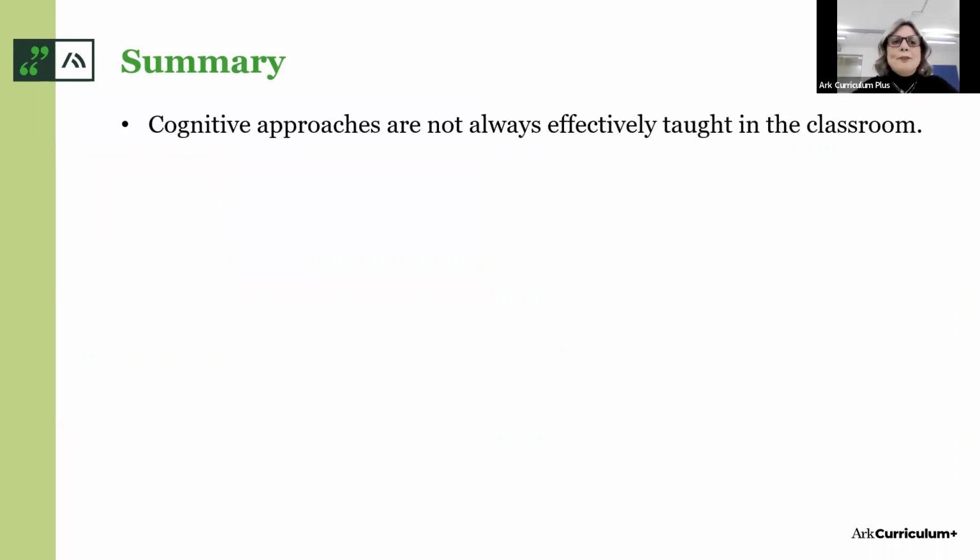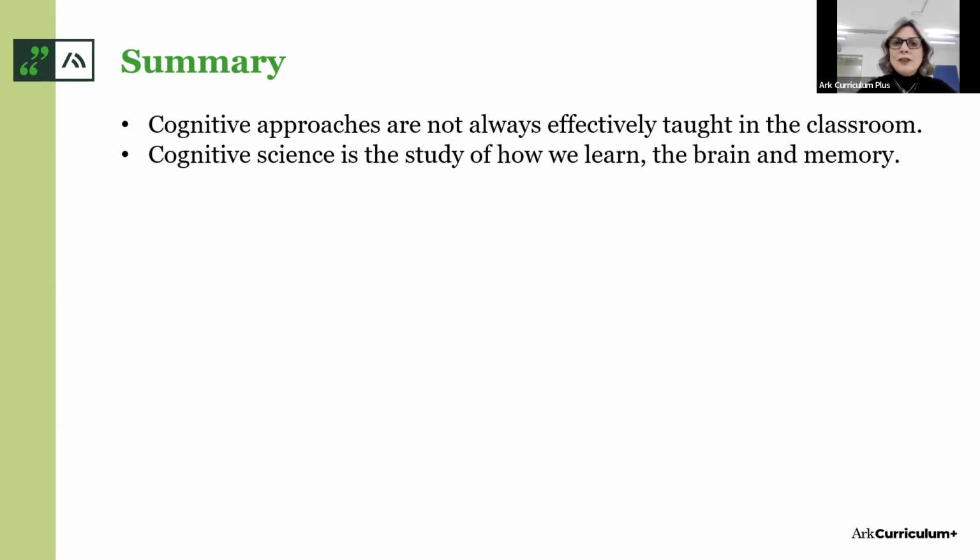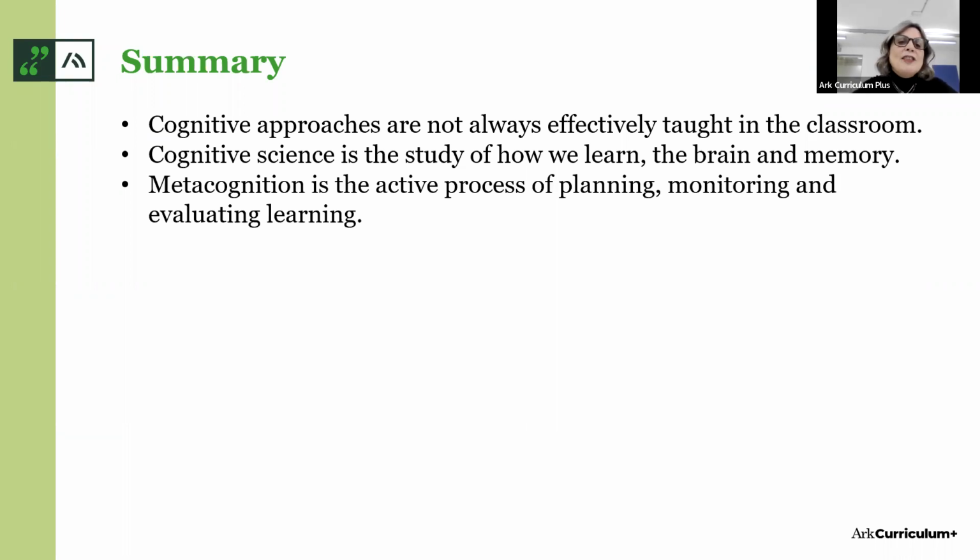So in short, cognitive approaches aren't always taught effectively in the classroom. Cognitive science is a study of how we learn. It's about the brain and the memory. Metacognition is an active process. It's one that we keep being involved in. It's planning, monitoring, and evaluating our learning.